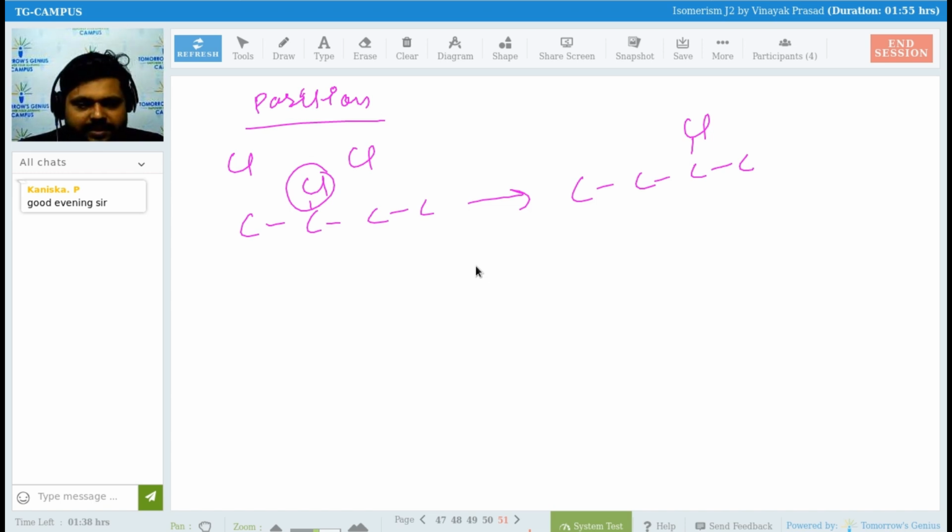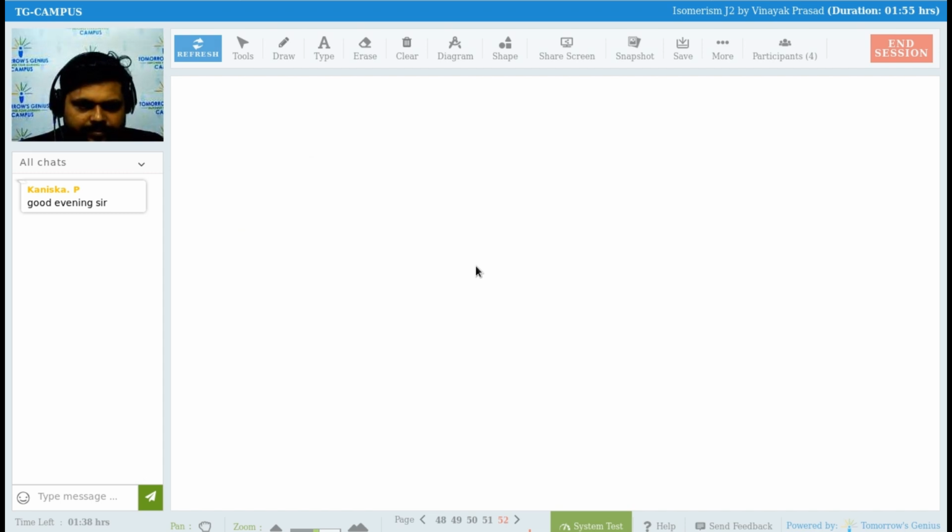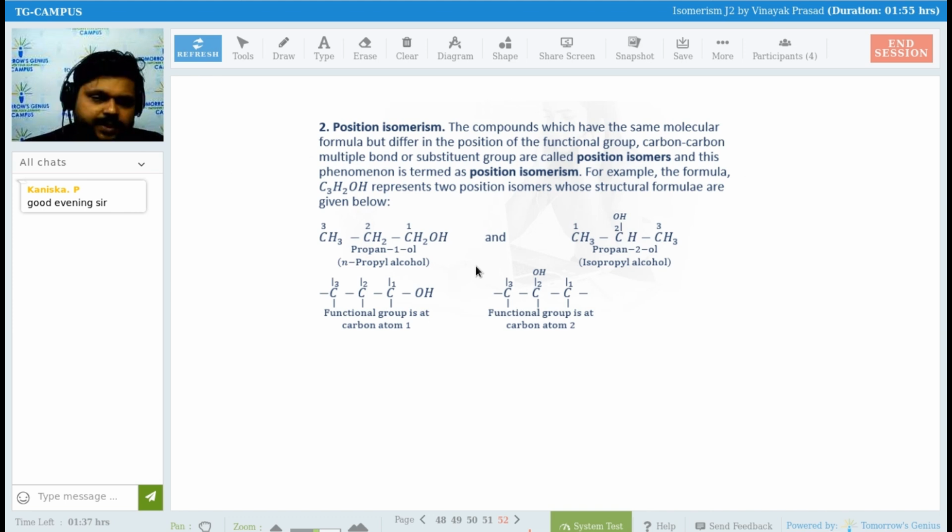I'm bringing some more examples. See here. CH3, CH2, CH2, OH is there. This is propanol, or you can say propan-1-ol, right? If I change the position of this OH, the alcohol, I am bringing it to the second carbon. This is at the second carbon. So the molecular formula remains the same, but the position of the functional group changes.